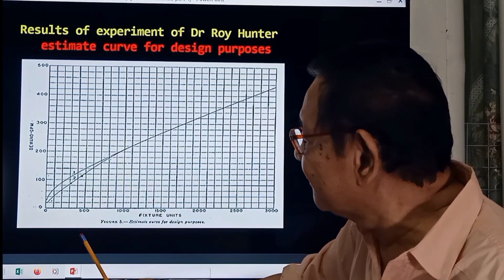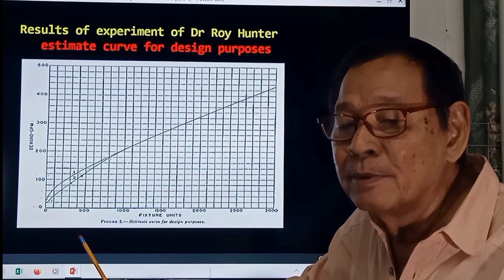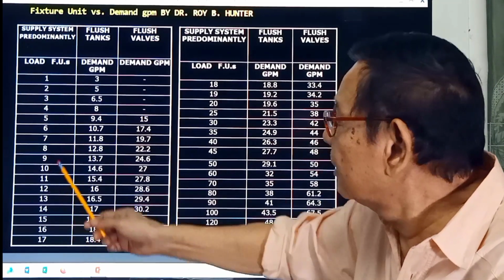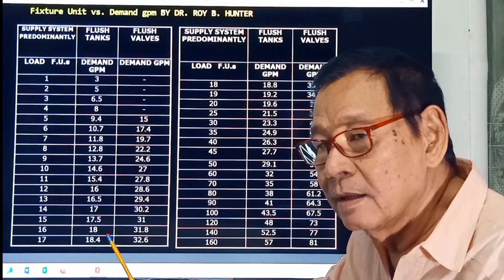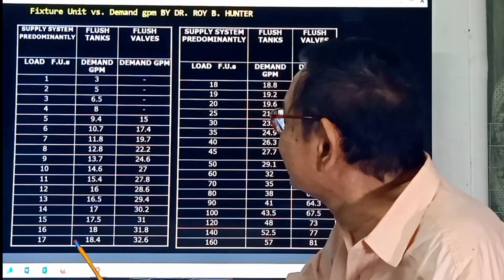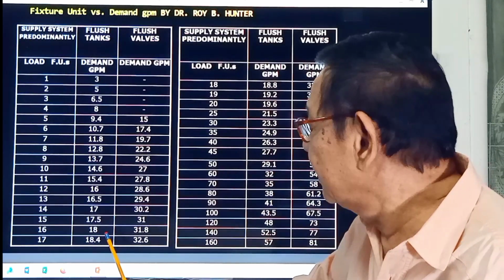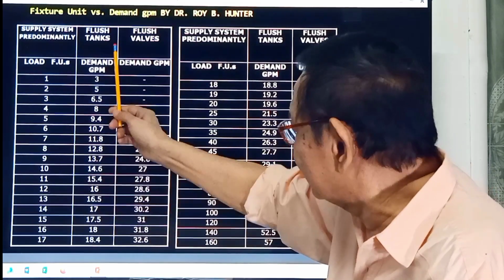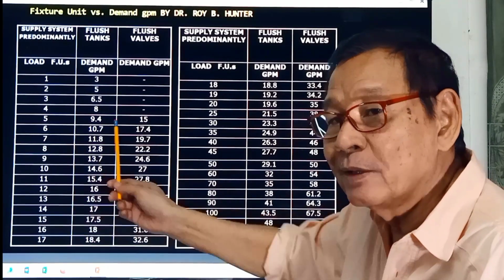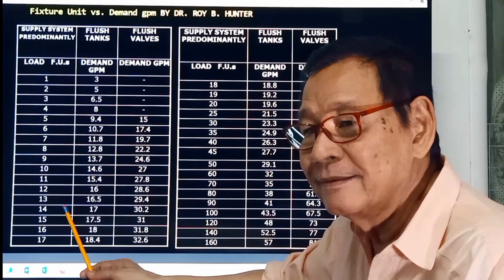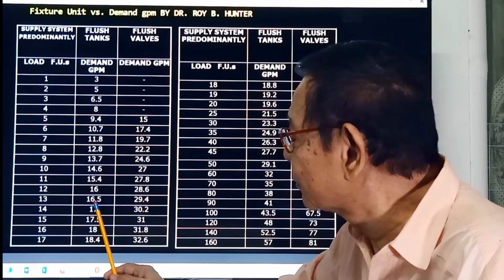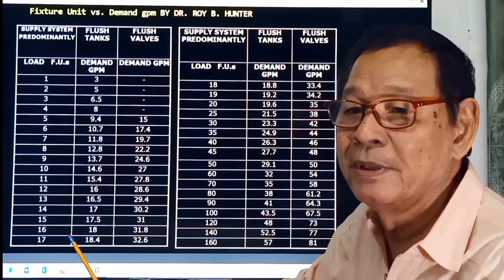We translate this graph into a table. From the curve, this is now the table that we will have. On the x-axis, we have the fixtures unit loading. And the demand GPM is in the y-axis of the curve. So it's easier to read than to read the intersection of the curve. How much is the fixtures loading and how much is the GPM.